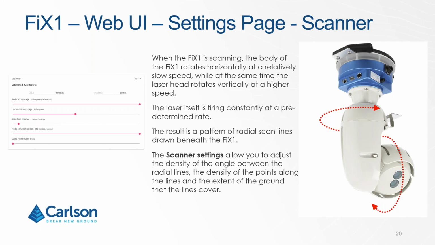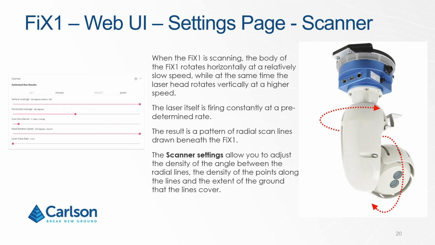The laser itself is firing constantly at a predetermined rate. The result is a pattern of radial scan lines drawn beneath the FiX1. The scanner settings allow you to adjust the density of the angle between the radial lines, the density of points along the lines, and the extent of the ground that the lines cover. And we're going to talk about each of these settings here.